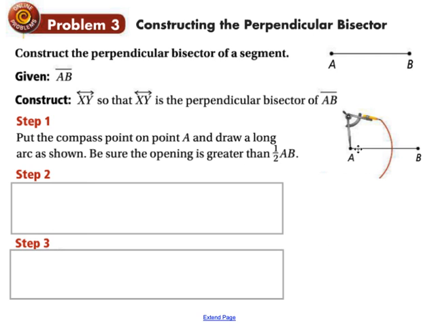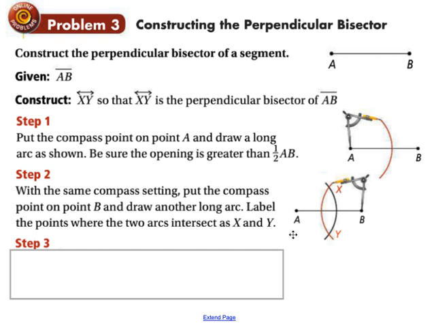Now this arc has to go past the midpoint, so it has to be at least more than halfway across that segment. So open your compass to some distance that's more than halfway along segment AB and draw a nice long arc.